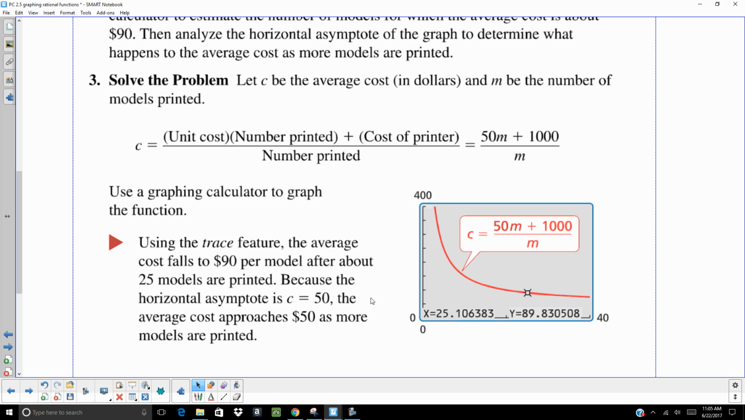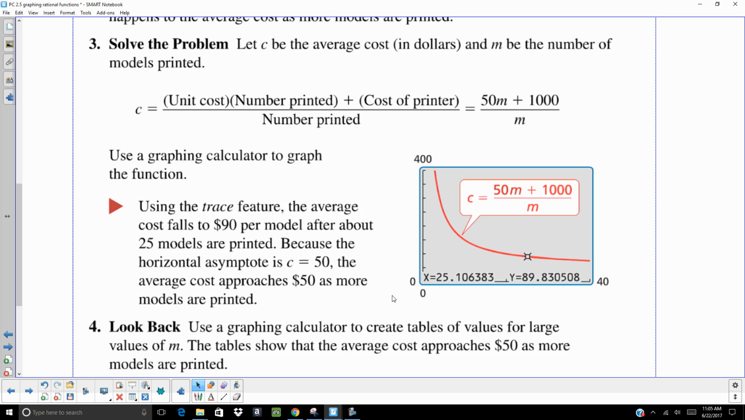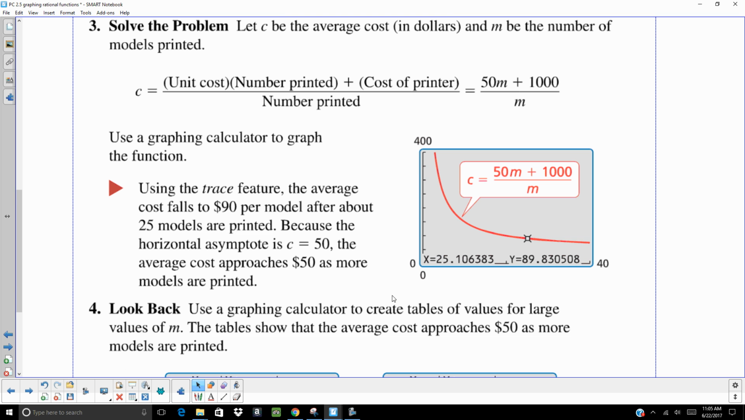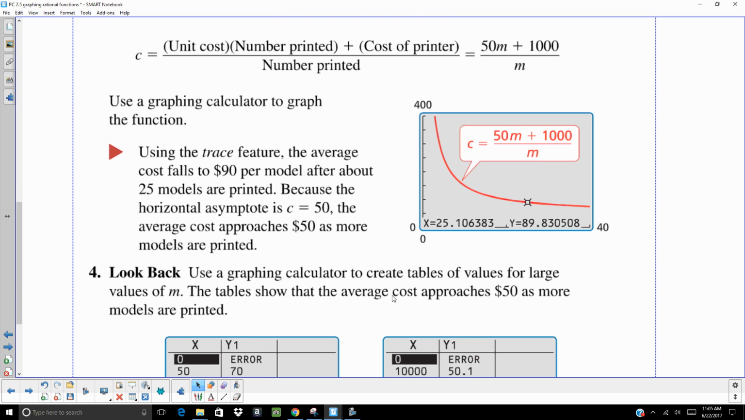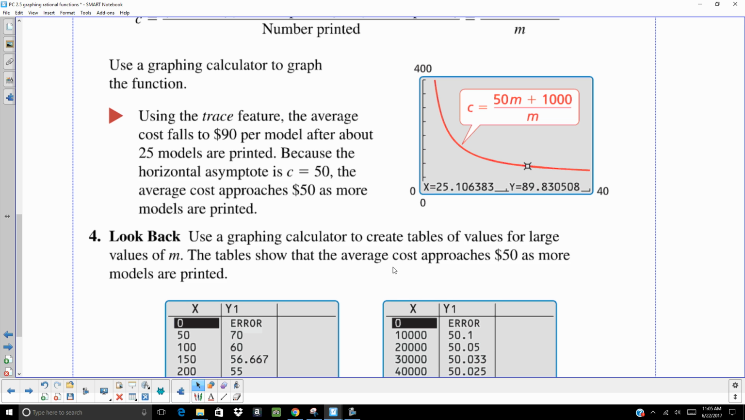If you use the TI 83 or 84, use the trace feature. If you use Desmos, you can just pretty much click on it to figure out those ordered pairs. And what you find out is that the average cost approaches $50 as more models are printed.